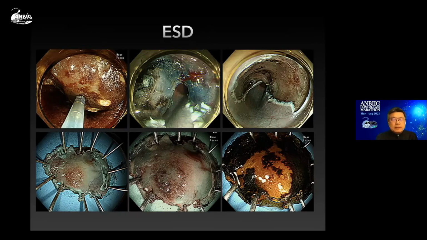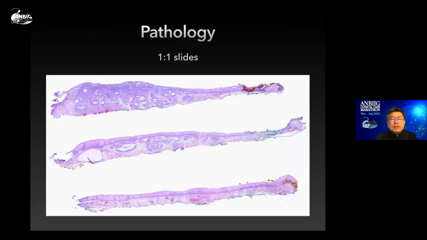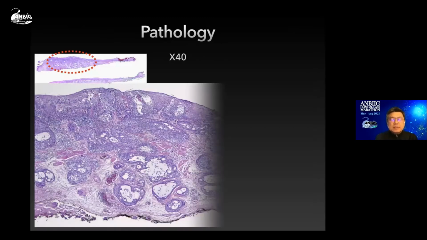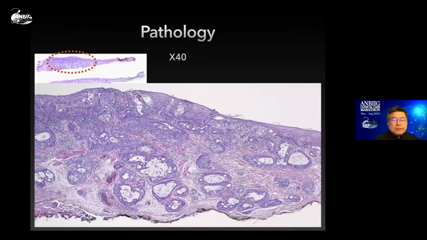This is the ESD picture, and these are the pathology findings. The one-to-one slide here, you can diagnose grossly. This is SM2, right? Here, the tumors are embedded into the submucosal layer, and also embedded into the submucosal esophageal glandular structures.